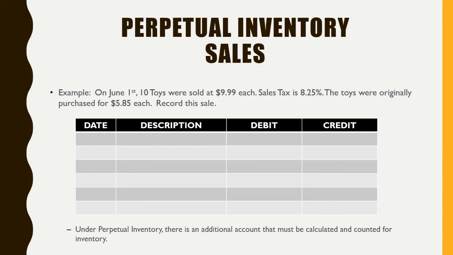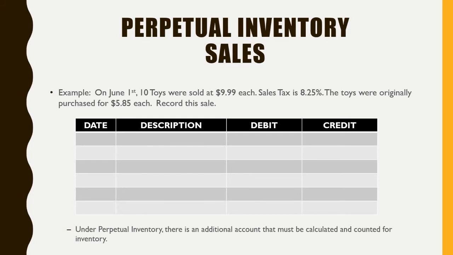All right, so when we are looking at perpetual inventory, here's the first example. On June 1st, 10 toys were sold for $9.99 and sales tax was 8.25%. The toys were originally purchased for $5.85 each. All right, record this sale.